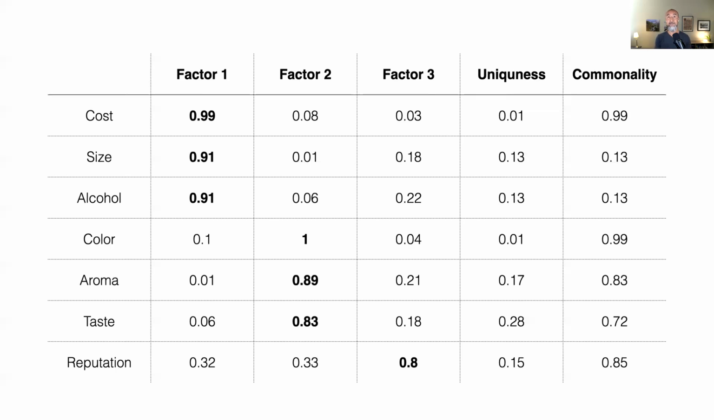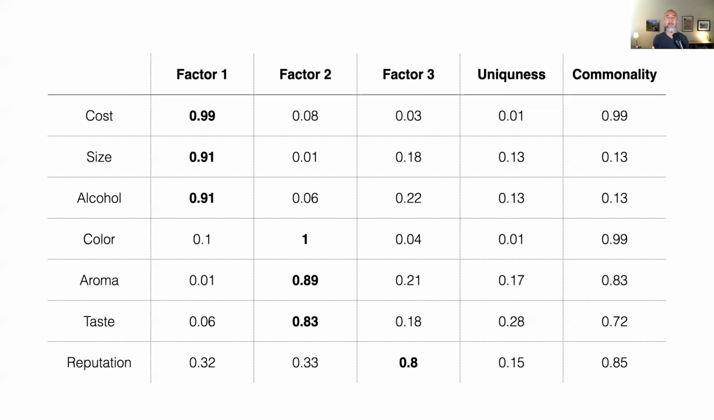So by looking at these numbers you can see how much each variable can be explained by the underlying factor. Okay, and then on the right-hand side, there's a uniqueness column and a commonality column. This is the uniqueness I was talking about. For example, for the first one, the cost, the uniqueness is 0.01, so it's close to 0 in a way.